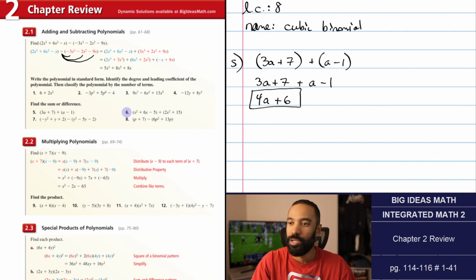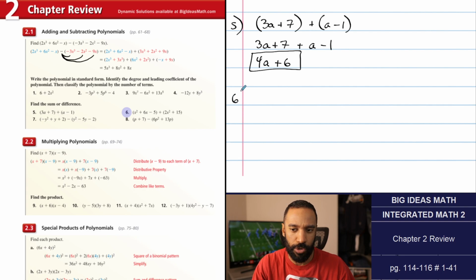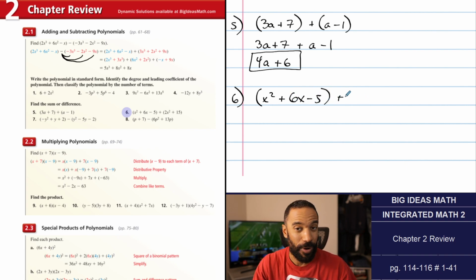Number 6. And like I said, they seem to present most of these in standard form already. So if I just maintain the form and say, let's find my x squared terms first, then we'll do that. x squared plus 6x minus 5, a factorable quadratic trinomial, actually. Plus 2x squared plus 15, though we're not factoring.